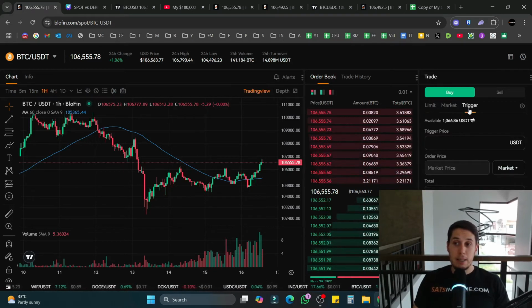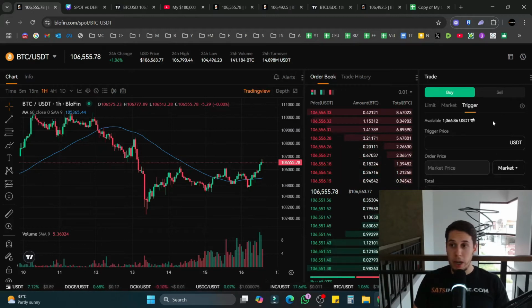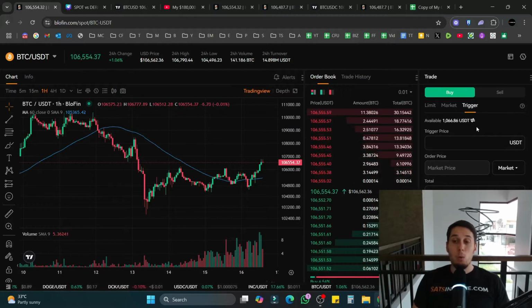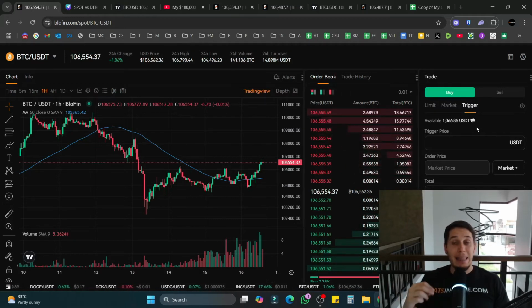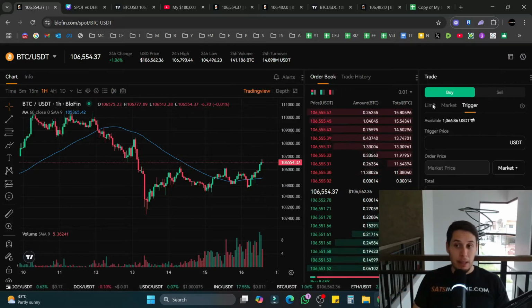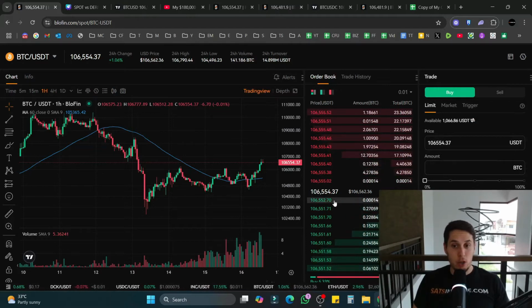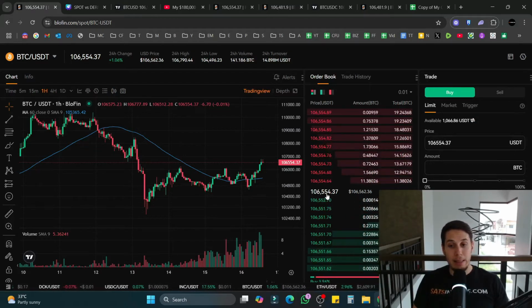So this brings us to the third and last type of order that we have here on the BloFin exchange, and that is a trigger order. A trigger order you're going to be using when you want to buy at a higher than the current price. Now, you remember that the limit order we use when you want to buy at a lower than the current price. So let's say you want to buy Bitcoin at $101,000, where you're going to be using a limit order.